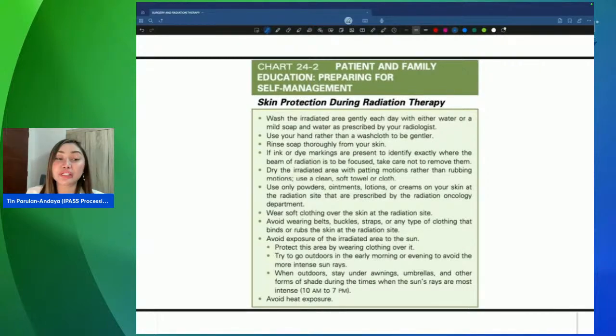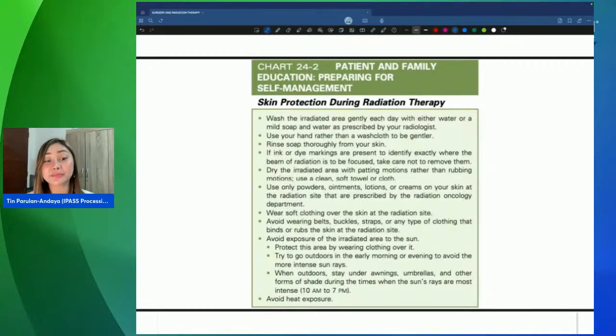How about wearing constrictive clothing? It's a big no-no, so we will select soft clothing. Avoid belts, buckles, or straps over the treated side. Also avoid sun exposure, heat, and extreme temperature. This includes avoiding the heat pad. So anything that might cause trauma or irritation to the skin, we will include that.